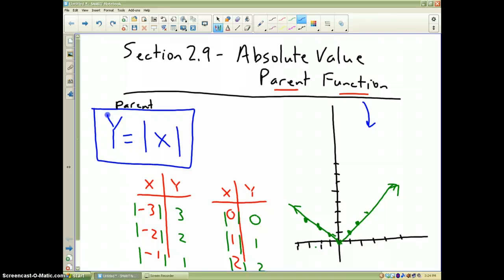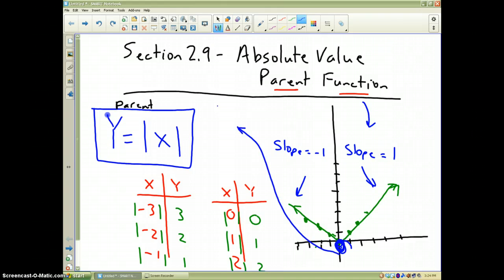Now, each line has its own slope. Hopefully you recognize that this side has a slope that's equal to 1. And hopefully this side, you recognize that that has a slope of negative 1. And the most important point of this entire graph is where the V meets, right there at the bottom. That particular point is called the vertex. And we need to write that word down because you're going to hear the word vertex a lot. The vertex is the most important point that determines where the graph begins and ends. All right, so if you get any questions, please stop the video. Make sure you ask me in class.